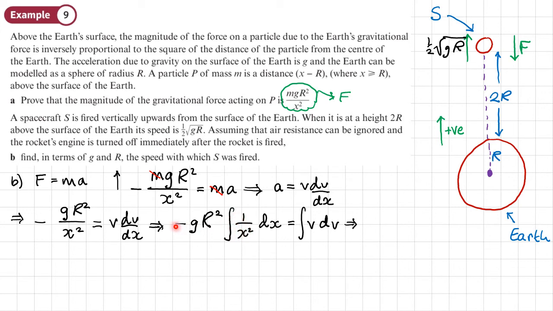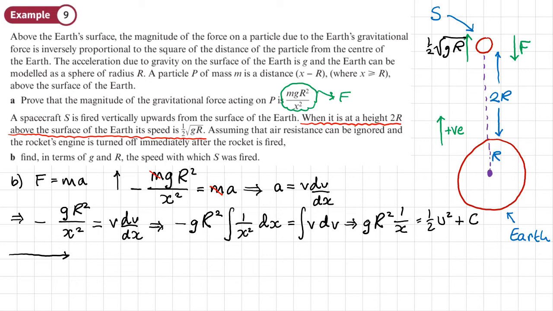So that minus is going to cancel out with this minus here, just leaving me with gr squared times 1 over x is equal to half v squared plus a constant of integration. So I now want to work out that constant of integration. We look through the question. I'm looking for a distance and a velocity, and that piece of information is here. When it is at a height of 2r above the surface of the Earth, its speed is half root gr.